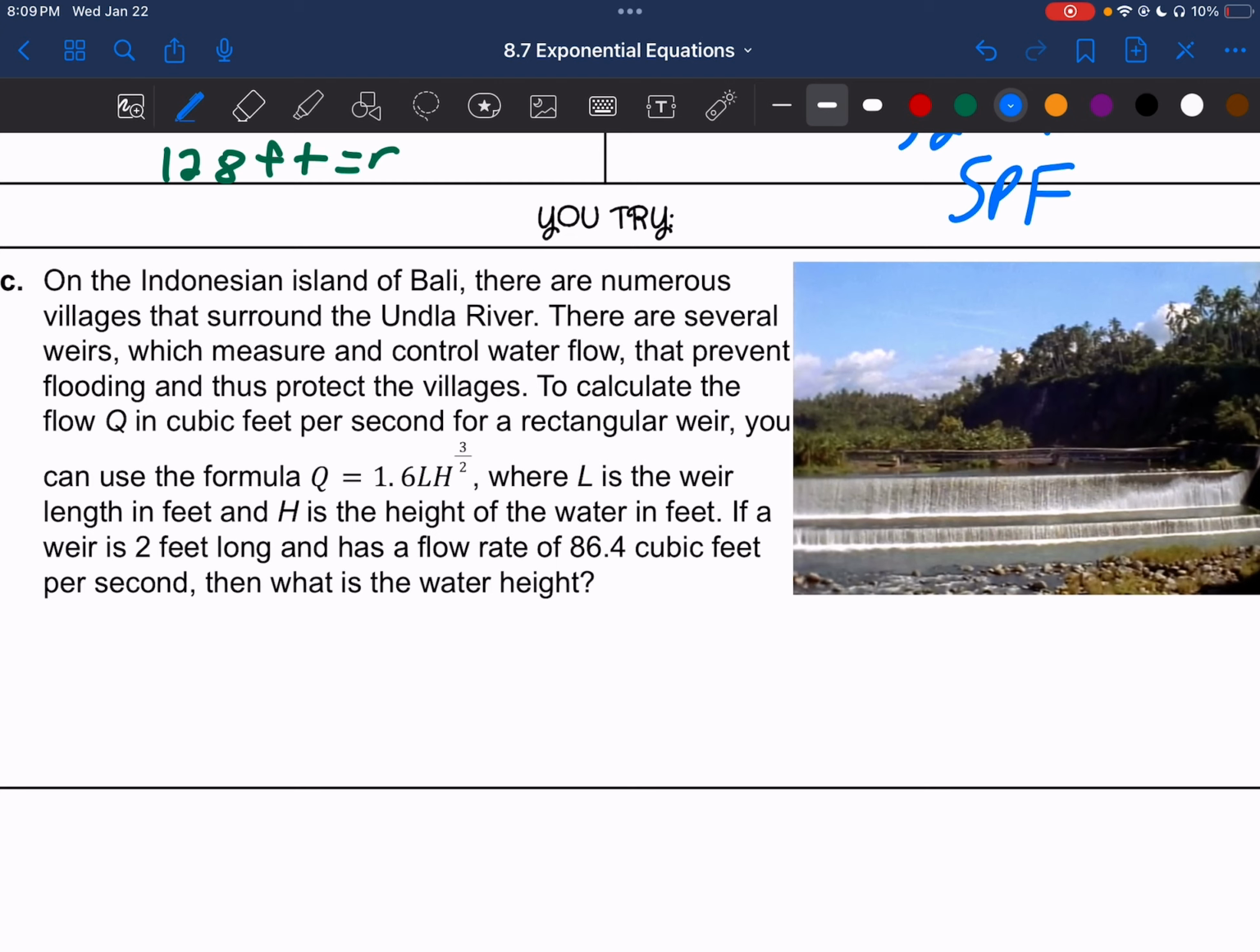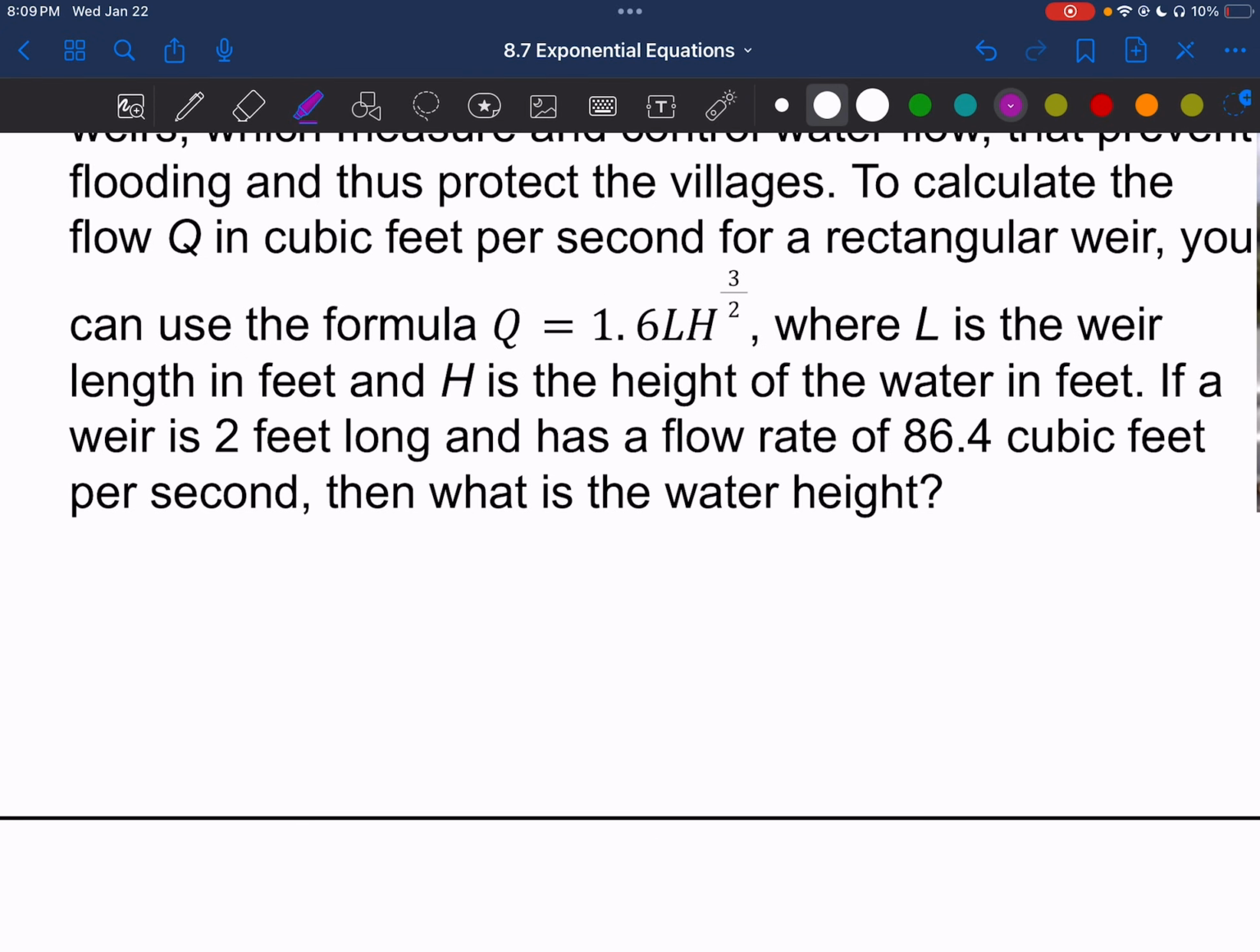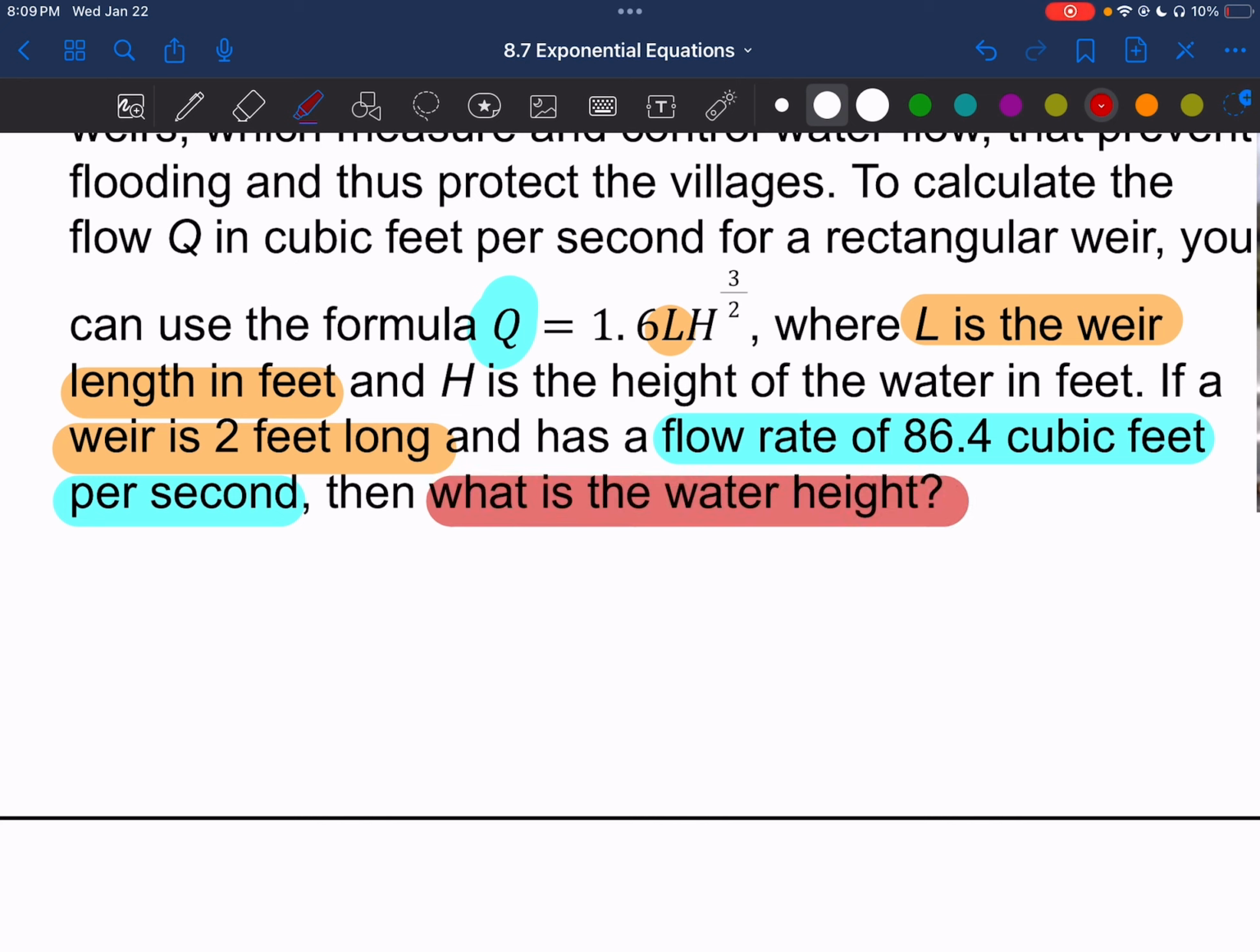So we have some information now. All of that was just set up for our problem. L is the weir length in feet. We're being told our weir is 2 feet long, so that's our L. Our flow rate we're being given: our flow rate is 86.4 cubic feet per second. Our flow rate is Q. And H is what we want to find. What is the height of the water, H? So let's substitute in the values that we know.